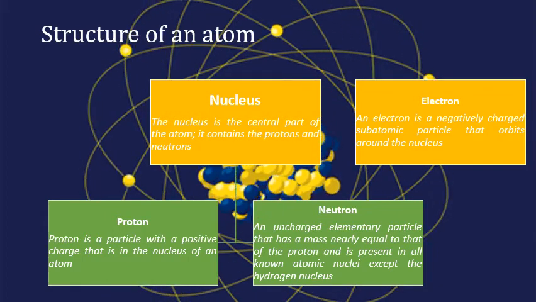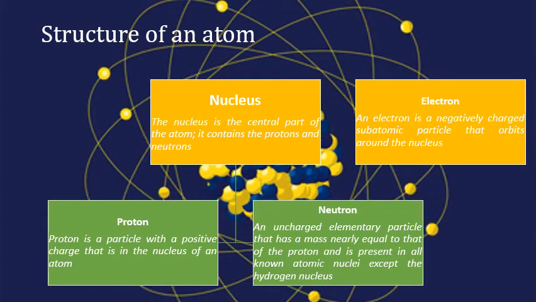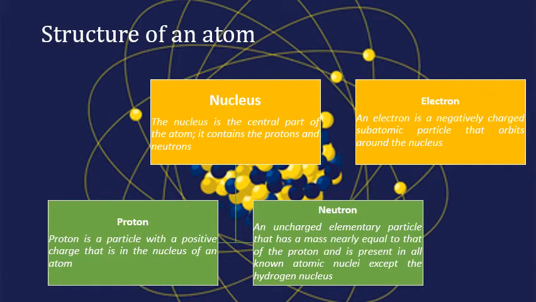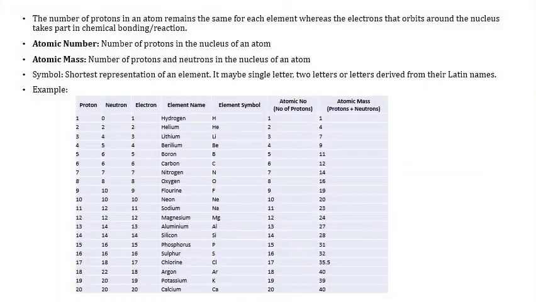Now let's learn a little more about the atom. The number of protons in an atom remains the same for each element, whereas the electrons that orbit around the nucleus take part in chemical bonding or reaction. The number of protons in the nucleus of an atom is termed its atomic number. The number of protons and neutrons in the nucleus of an atom is termed its atomic mass.